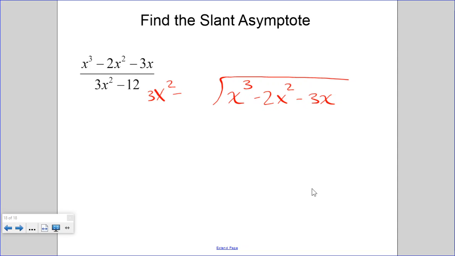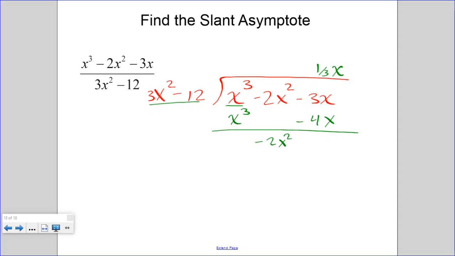Now, the first step should be relatively obvious. What do you multiply 3x squared by to get x cubed? Well, we just did that. It's 1/3 x. So that'll give us x cubed minus 4x. Be careful with your degrees, powers, exponents, however you want to think about that, because we did skip over the linear term here. When we do that subtraction, we're going to get negative 2x squared plus x.